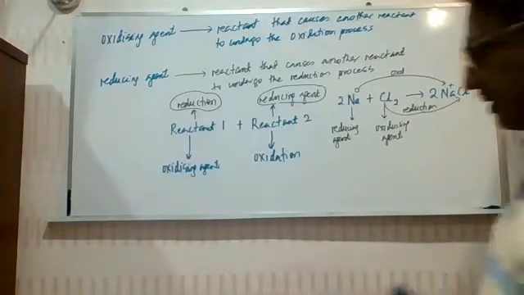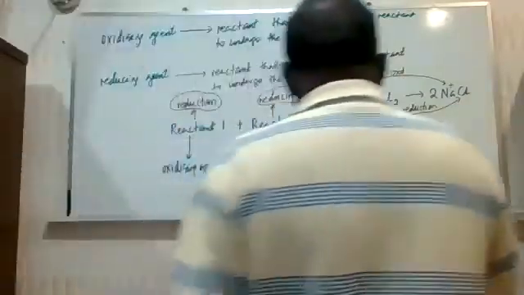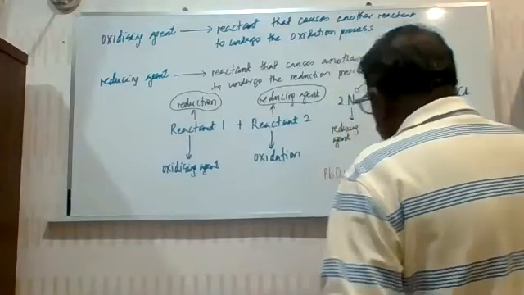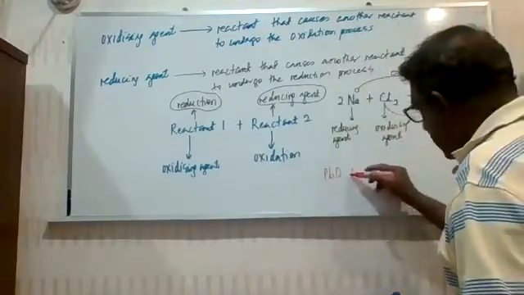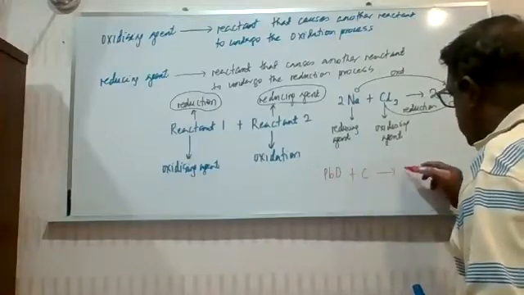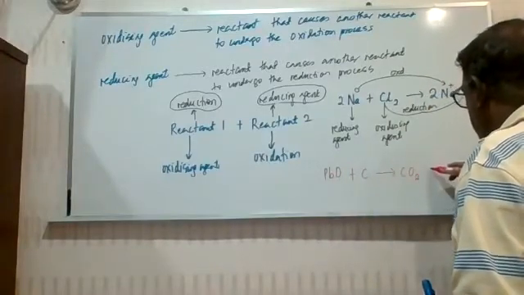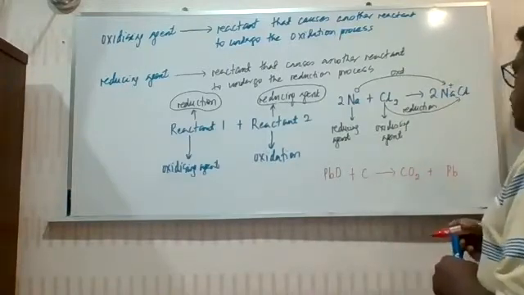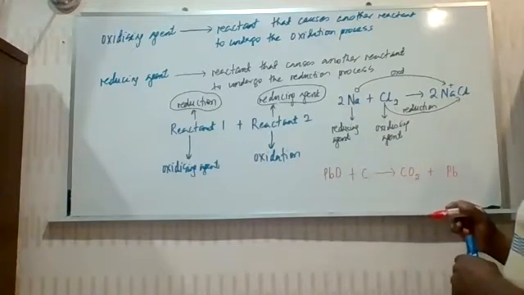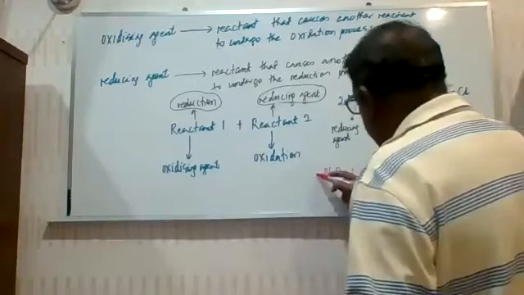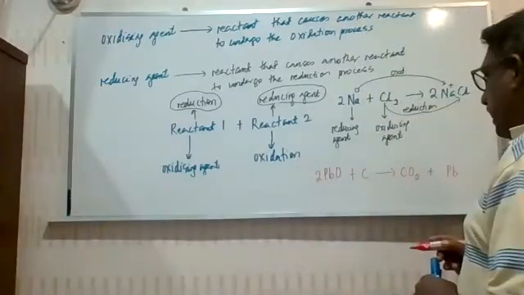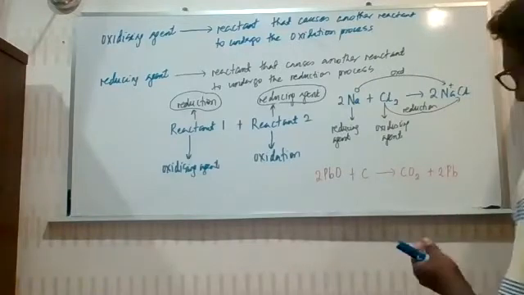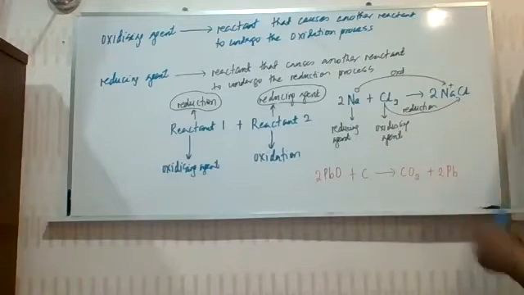Conclusion. Okay, let's shift to another example. PbO, lead 2 oxide, plus carbon, and the reaction gives carbon dioxide plus Pb. Lead 2 oxide plus carbon gives you carbon dioxide plus Pb. Of course I need to balance that. Okay, and that is balanced. Anyway, let's look at the oxidation state.